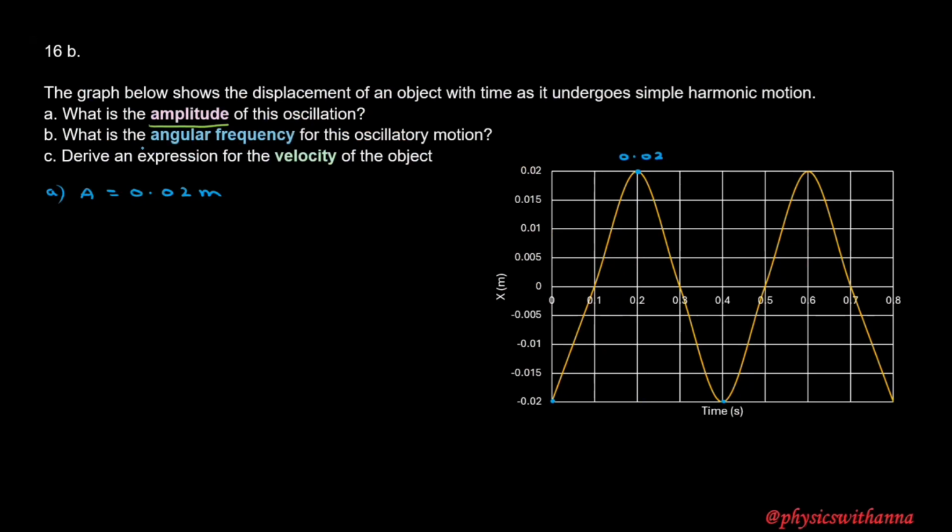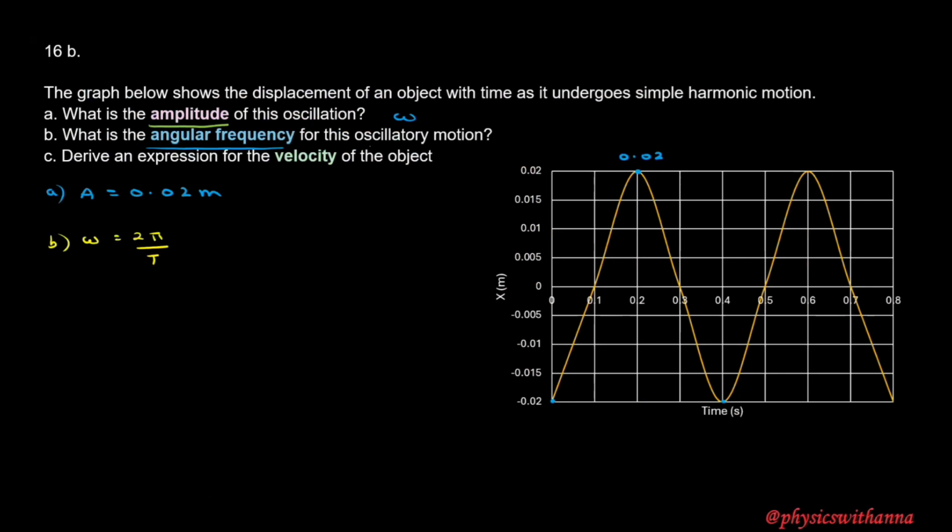Then in part B, we need to find the angular frequency for this oscillatory motion. Angular frequency means we need to find what is omega. Now we can find omega as 2 pi over T. So if we can find the time period of oscillation, we can find the value of angular frequency.